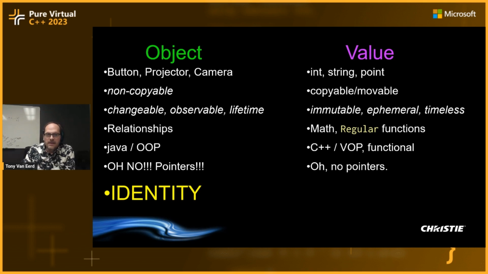By having identity, you allow yourself to have it change over time, because it has an identity and it's observable. You can say, I'm talking about this global integer, or I'm talking about this object that has an identity. And you can have relationships, just like this object and that object. If I can't identify it, it's hard to keep relationships between them.